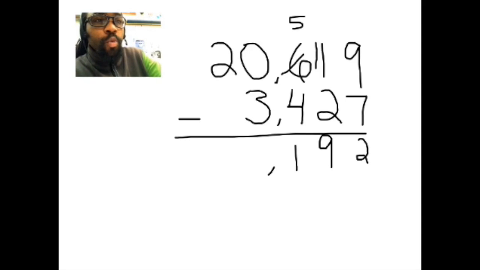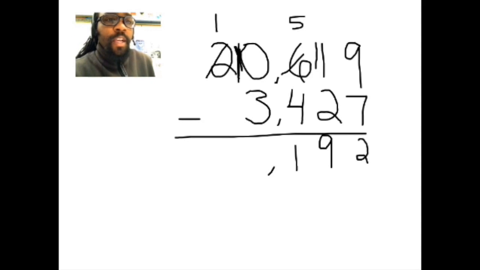We have 0 minus 3. We can't do that, so let's cross that 2 out, make it a 1. Carry our power of 10 over, or 10 over, I should say. And 10 minus 3 is 7. Okay, then drop our 1 down, and we have 17,192.